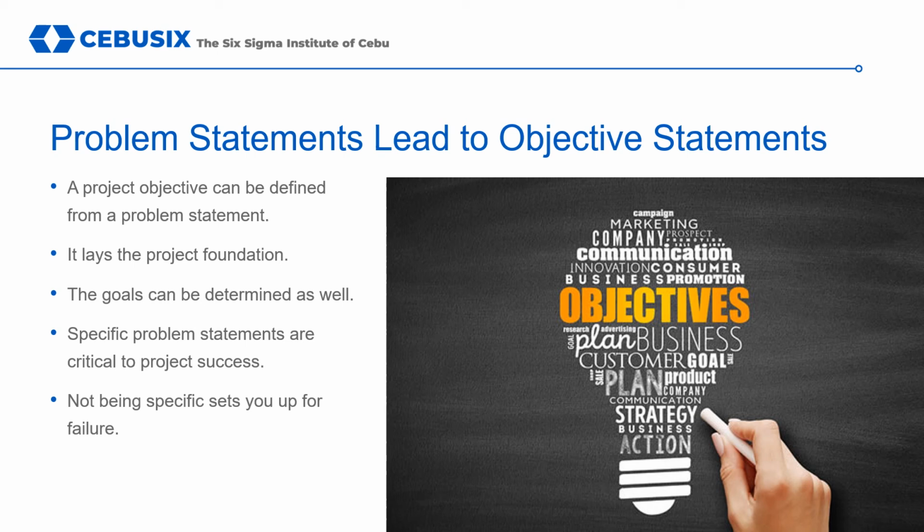Another way you can tell that you have a strong problem statement is that you can create an overall project objective statement or goal directly from the problem statement. Specific problems and objective statements are critical to Six Sigma project success for several reasons. First, being as specific as possible sets up appropriate expectations. Secondly, not being specific enough sets you up for failure. Creating strong problem statements lays a stable foundation for the rest of your project, gives the team a beacon when they get overwhelmed with information, and reduces the chances of scope creep and misunderstanding.